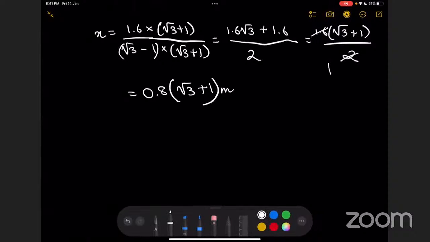Yeah. Question 10. Two poles of... No, that's question 9. Yeah. The angle of elevation of the top of a building from the foot of the tower is 30 degrees, and the angle of elevation of the top of the tower from the foot of the building is 60 degrees. If the tower is 50 meters high, find the height of the building. Okay. Right.